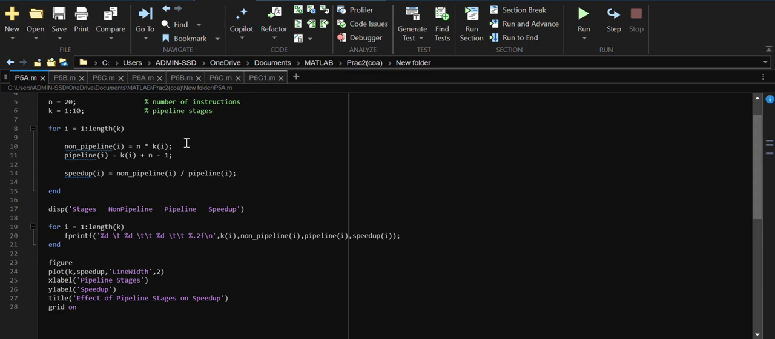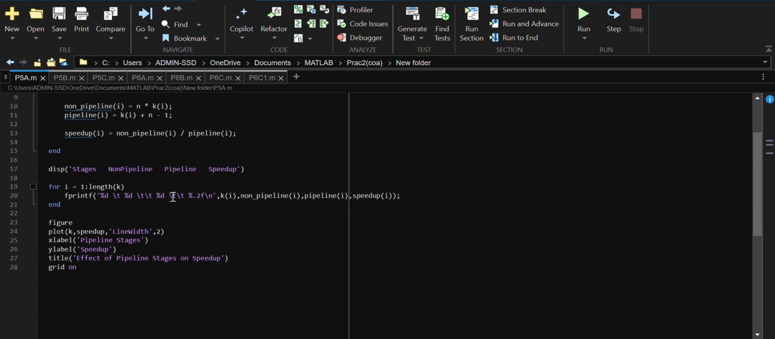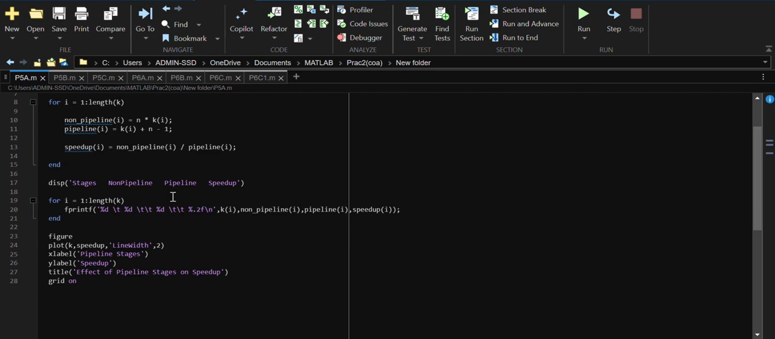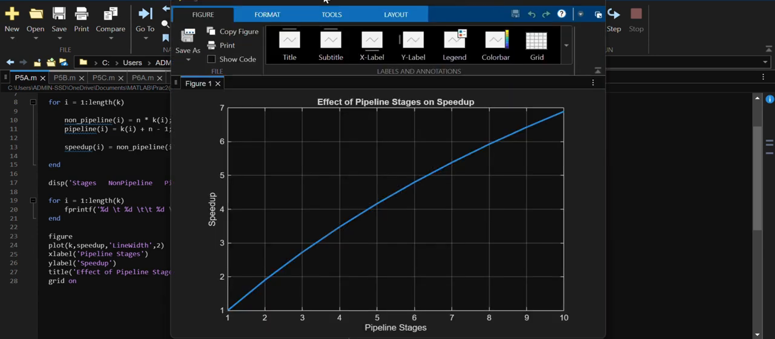Next, the program calculates speedup, which is the ratio between non-pipelined execution and pipelined execution. This tells us how much faster pipelining makes the processor. Finally, the program generates a graph showing the relationship between the pipeline stages and speedup. The graph helps demonstrate that an increase in pipelining stages generally improves performance, but the improvement eventually becomes slower. So this is the graph of the effect of pipelining stages versus pipelining stages.